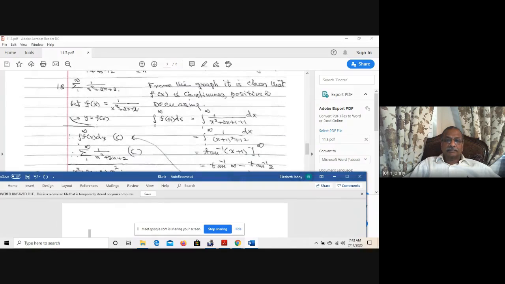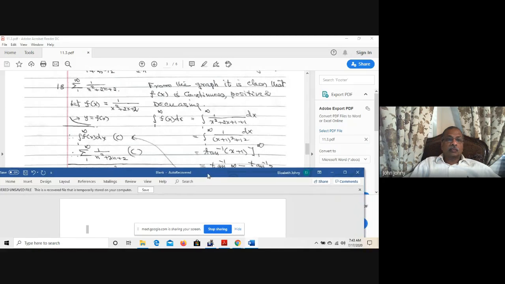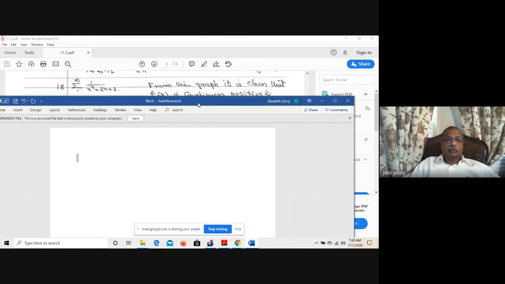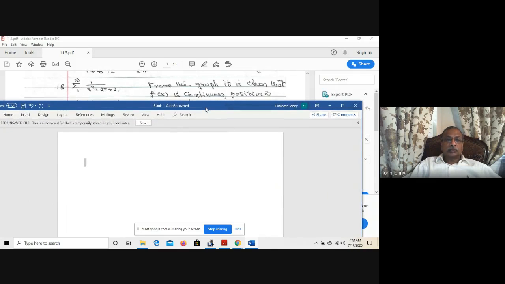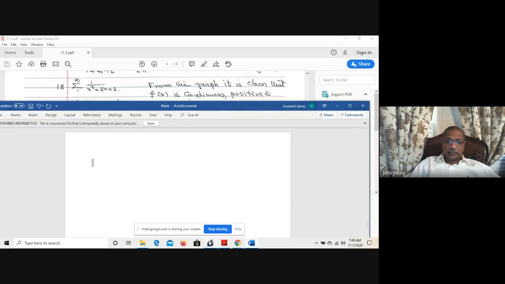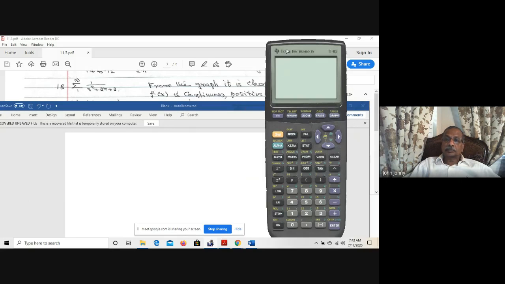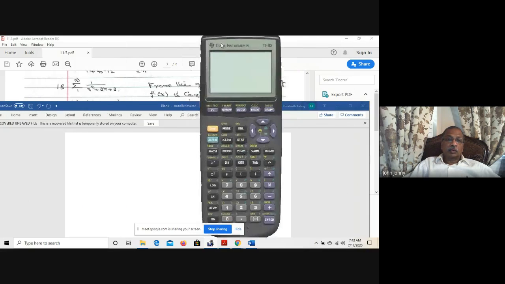Number 18. Sigma from 1 to infinity of 1 over n squared plus 2n plus 2. So you had better graph it and see how the graph looks. Y is equal to 1 over x squared plus 2x plus 2.